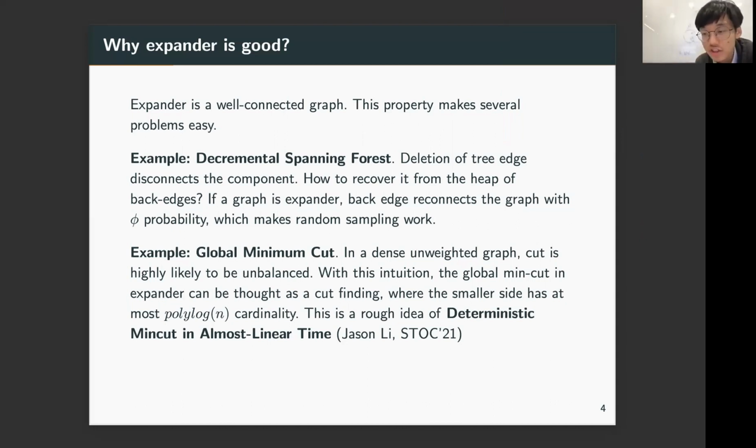So in that intuition, you just use the cut problem inverse to attack the global minimum cut problem. That is the rough idea of how Jason Lee computes deterministic min cut in almost linear time. But of course, it's not everything. It's just a tiny part of all the other ideas and details. But anyway, that's how it starts.